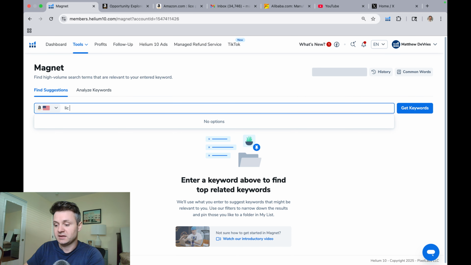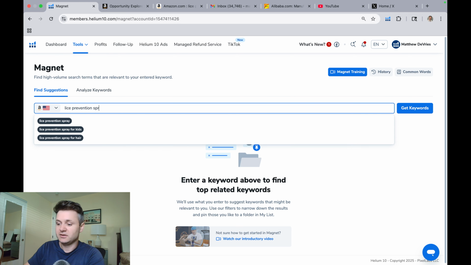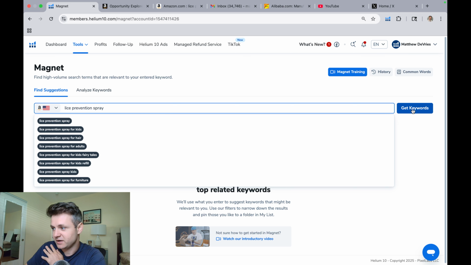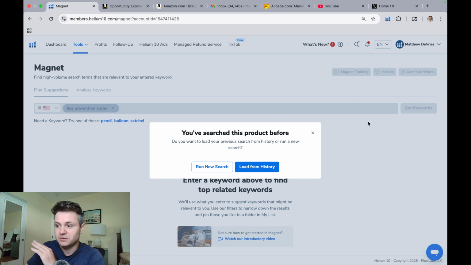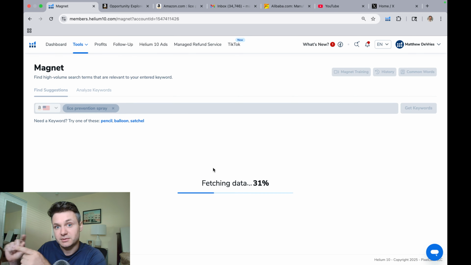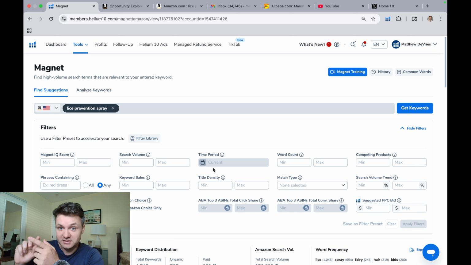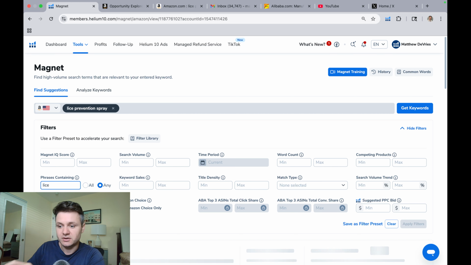So if we type in lice prevention spray, this is Helium 10, by the way. I use this for all of my product research, and I am using Magnet right now to essentially figure out what my cost per click is going to be when I run ads. It's the suggested cost per click around the range of what I'm going to be doing. And so to narrow this down, we're going to just do lice keywords, so phrases containing.